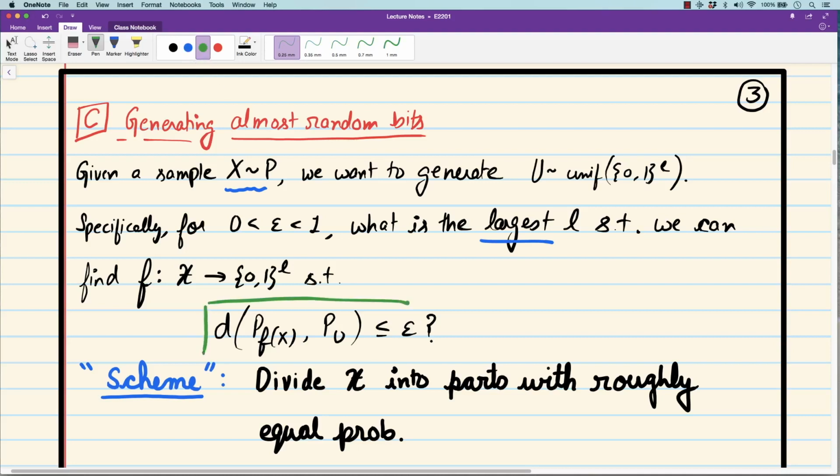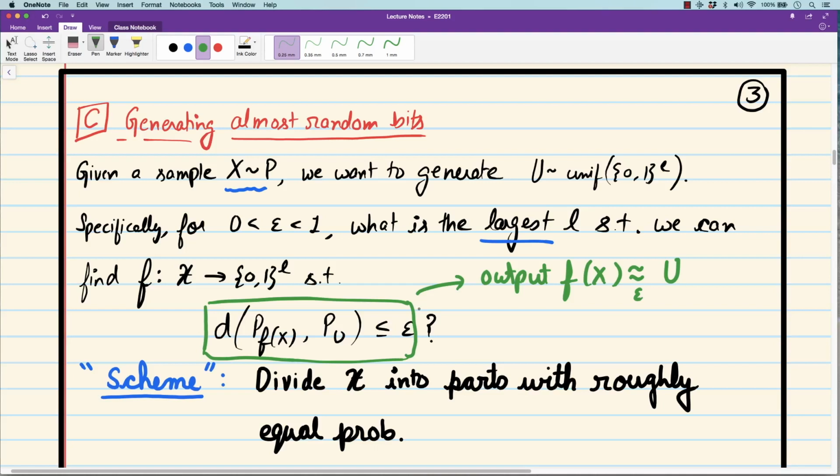This bound says that the output of the function f(x) is approximately uniform on L bits. So it's just like a random L-bit string. And when I say approximately, this approximation is in distribution. The total variation distance between f(x) and u is at most epsilon. So it's approximately uniform. That's the requirement. What is the largest such L that we can generate?